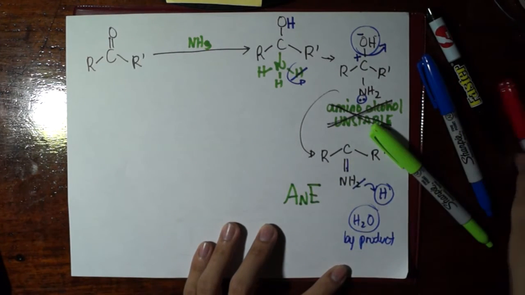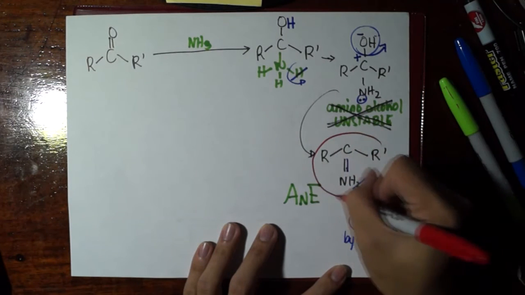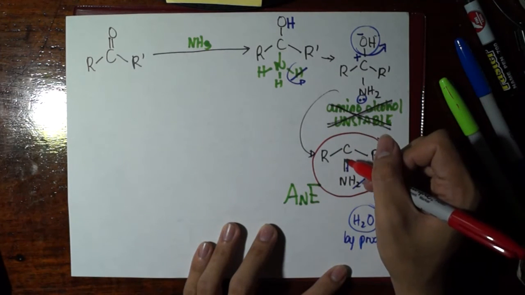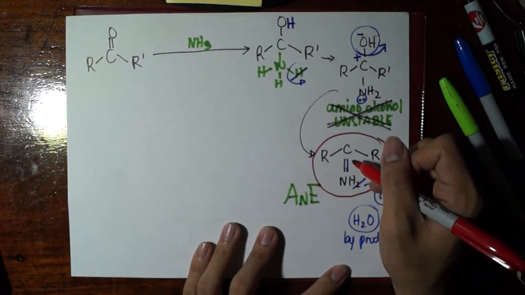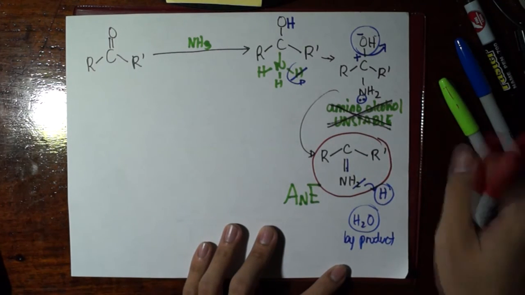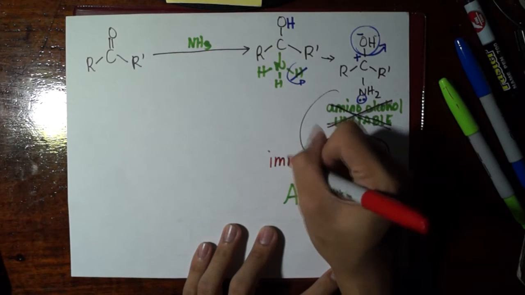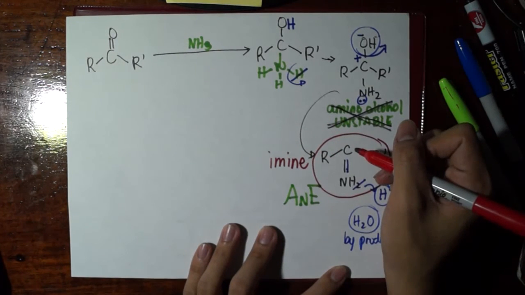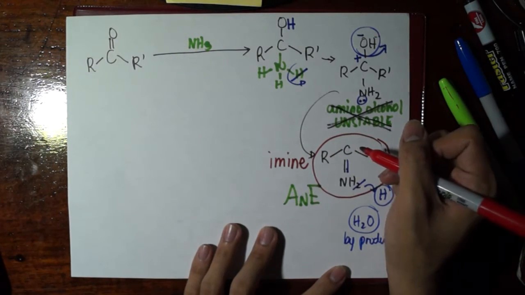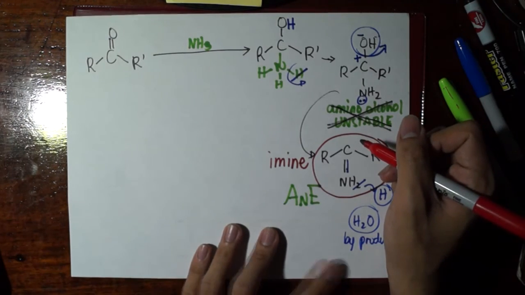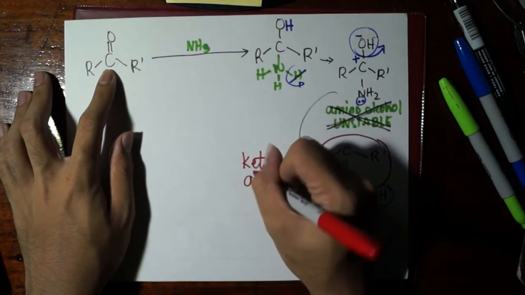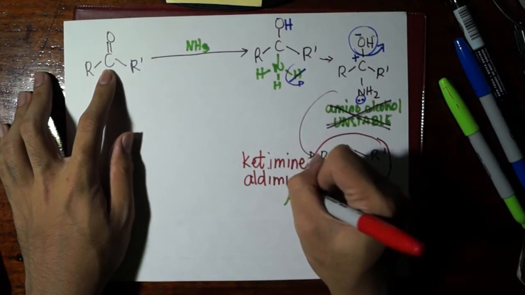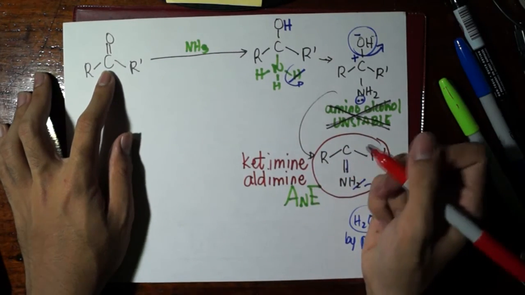And this particular product wherein we have a double bond to a nitrogen, it's not anymore an amine. We call this amine with a double bond something else. We call this an imine. So basically, imine is an amine having a double bond. Since we started with a ketone, we can call this a ketimine. But if we started with an aldehyde, we call it an aldimine, just like the way we named acetals or ketals.